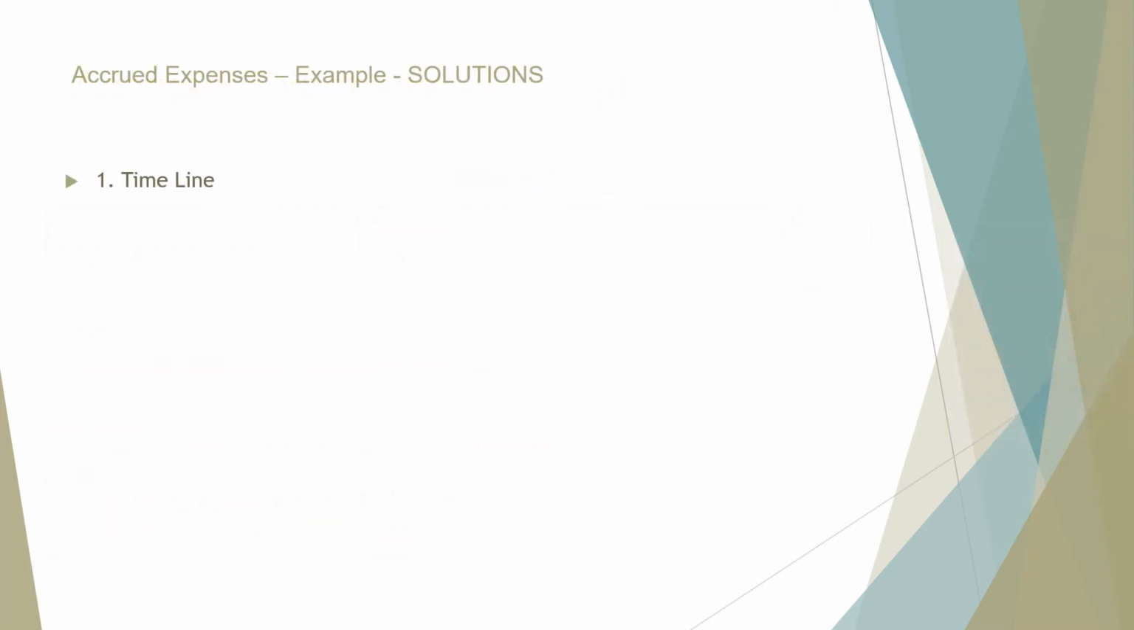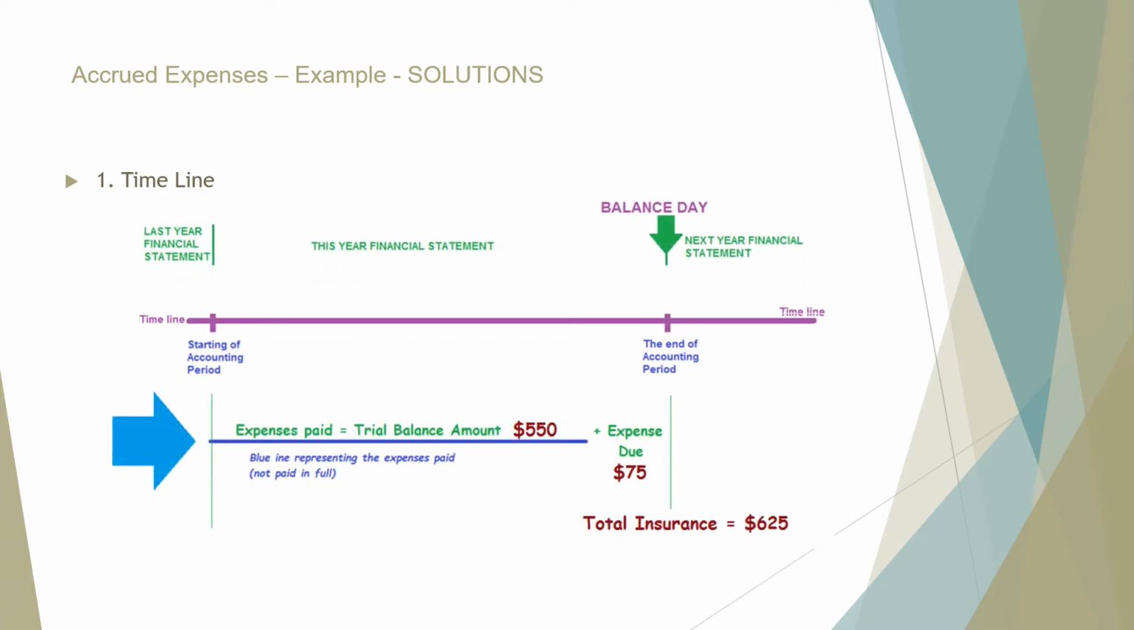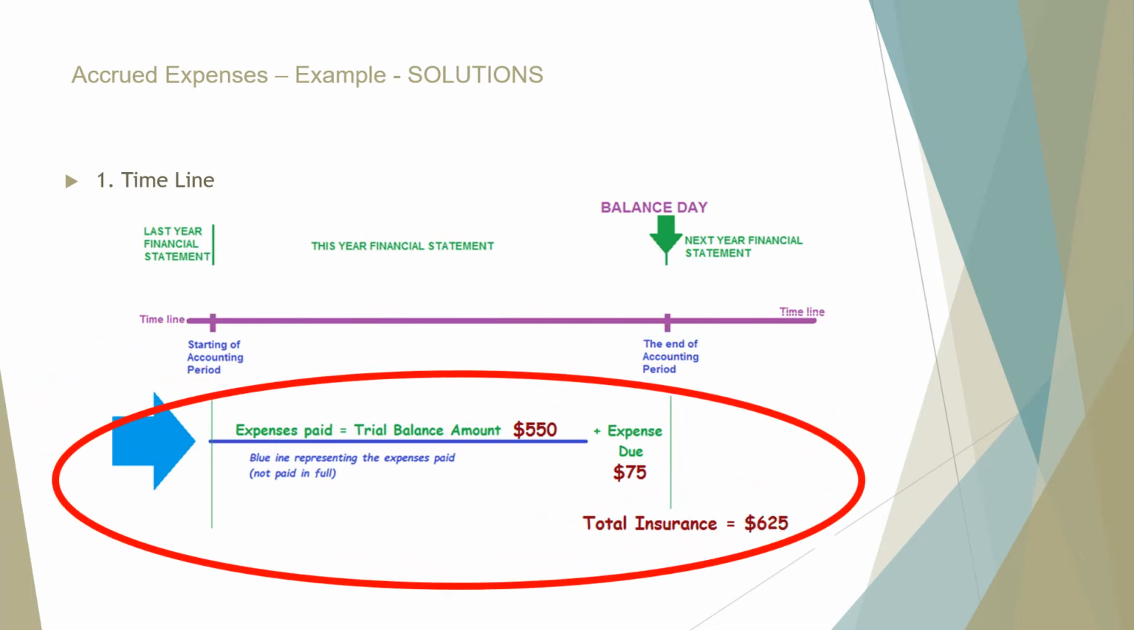So this is the accrued expenses example on the timeline. We have the purple line, and the blue line shows the expenses paid. The trial balance amount is $550, but the expenses due according to the additional information is $75. Therefore the insurance for the whole year is 550 plus 75, which comes to $625. Total insurance is now $625, including the expenses due.